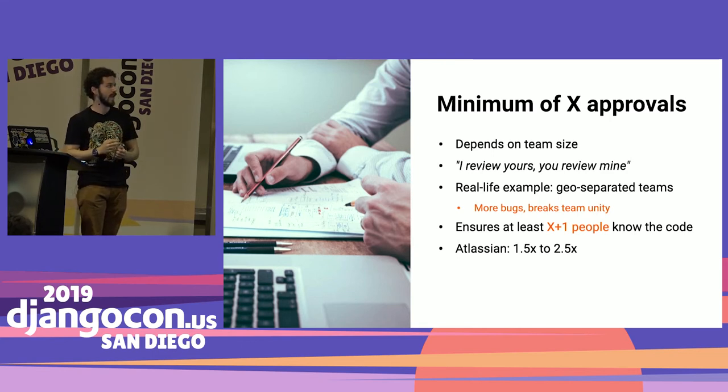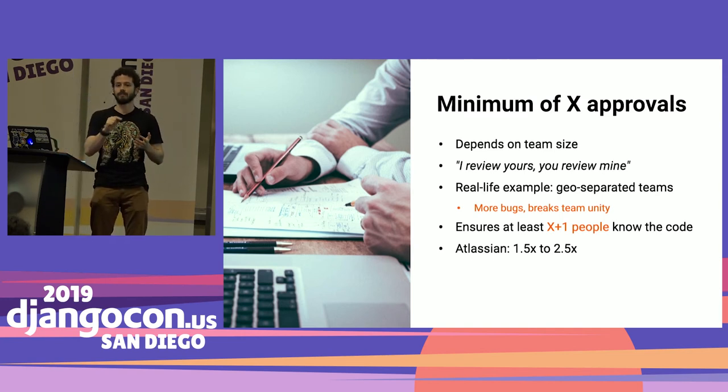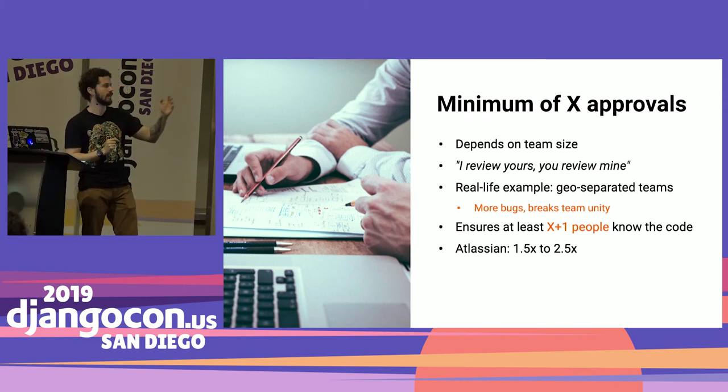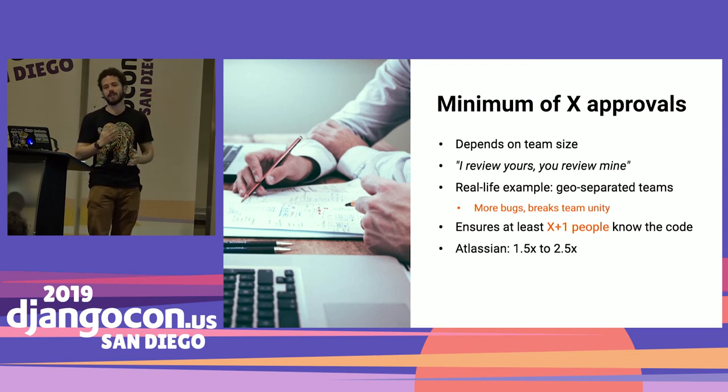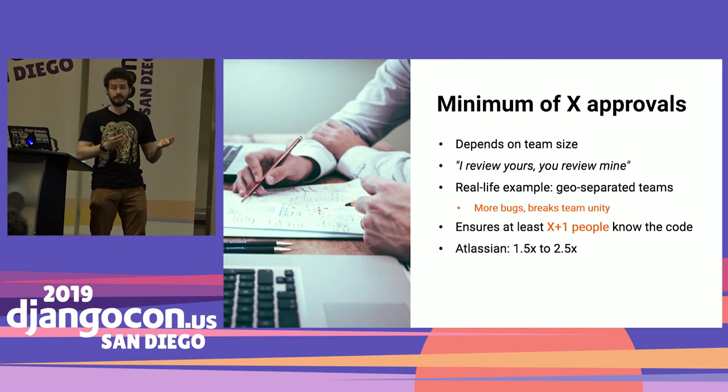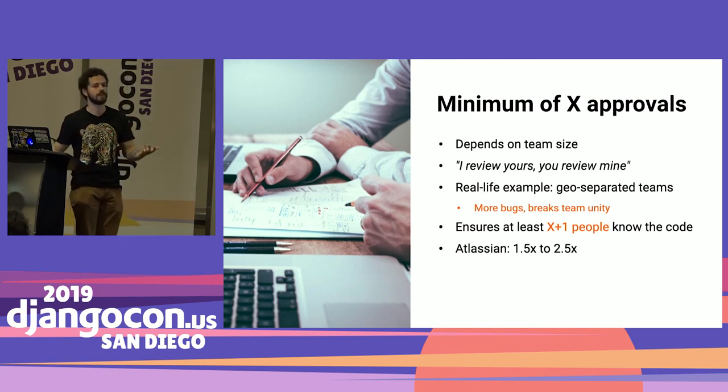Atlassian suggests that if you need a minimum of two approvals, you assign 1.5 times 2, so 3 or 2.5, depending on the team size. So you can actually speed up how soon the pull request is going to be reviewed, because you're going to have more people assigned to it, so whoever is available is going to review that pull request sooner.